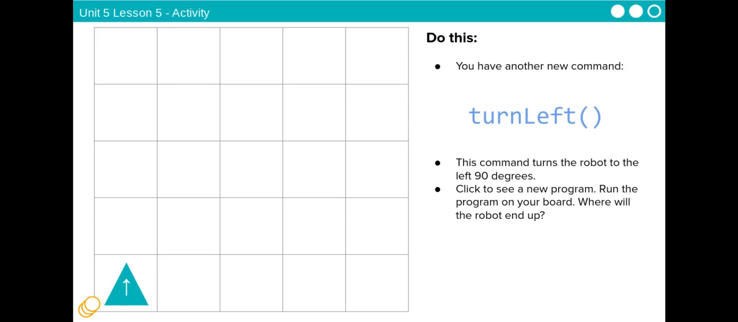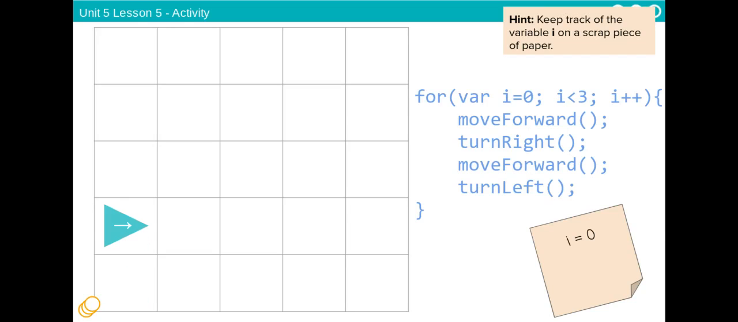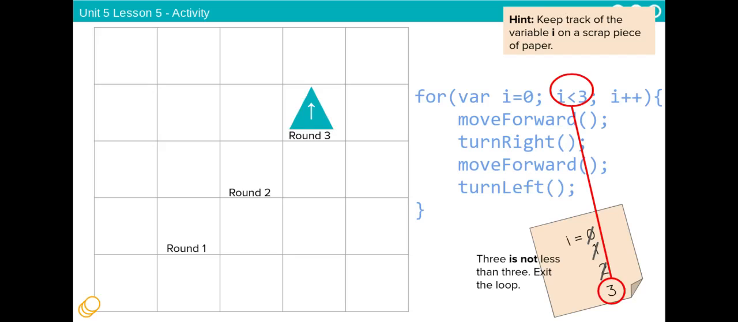You have a new command called turn left. Follow the code with your robot. Run it again. Run the code again. When the statement becomes false, it stops because 3 is not less than 3, so this is false.